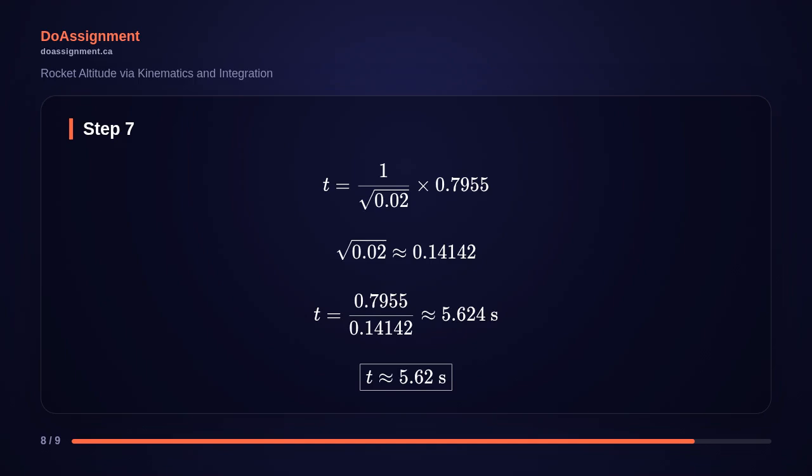Finally, we divide 0.7955 by the square root of 0.02, which is approximately 0.14142. This gives t approximately equal to 5.62 seconds. That is the time needed for the rocket to reach an altitude of 100 meters.